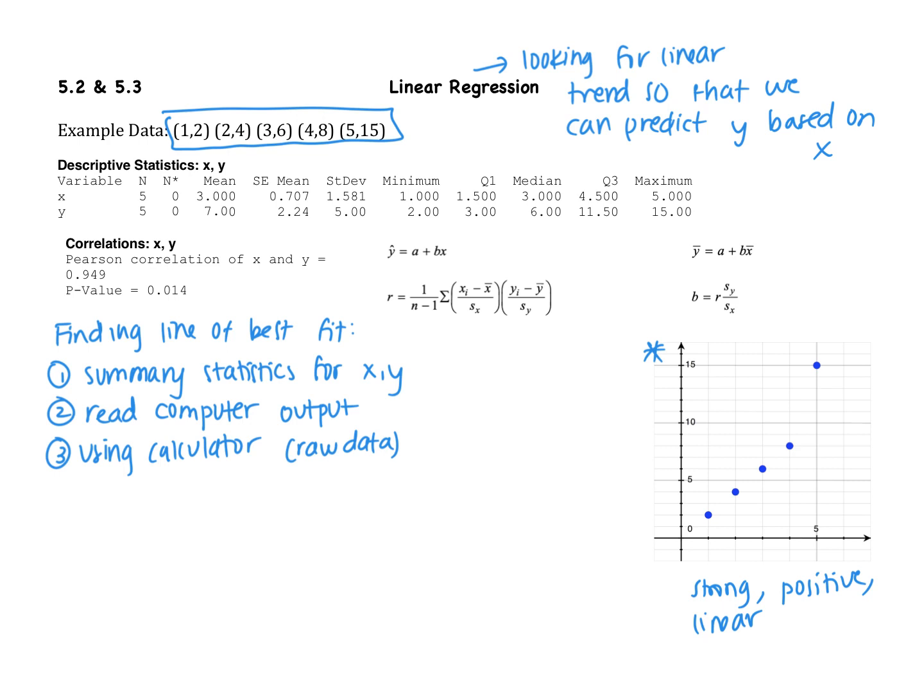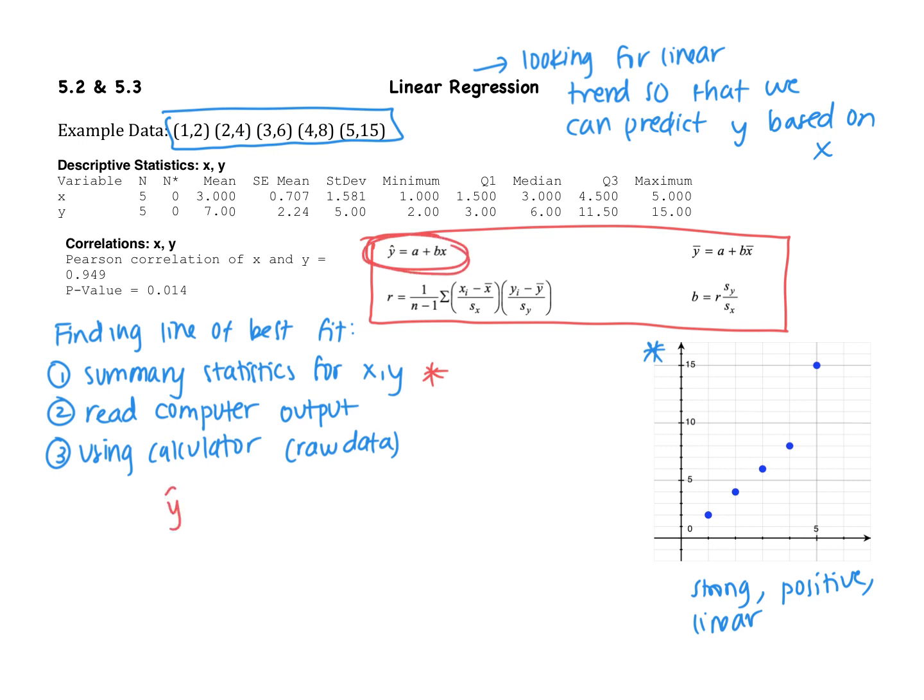The first way that we are going to do that is we are going to use the summary statistics for x and y. So that's what we're going to do first. It involves these formulas right here. These are the formulas that are on your formula sheet. This is the general regression equation.